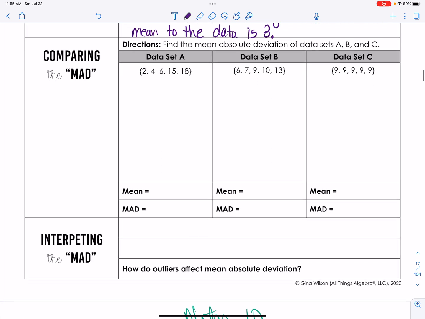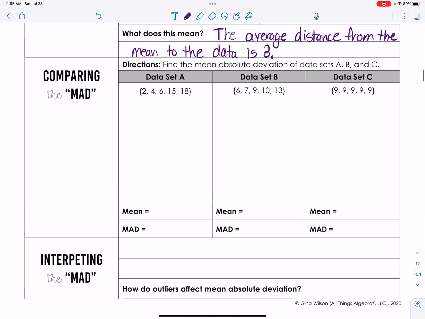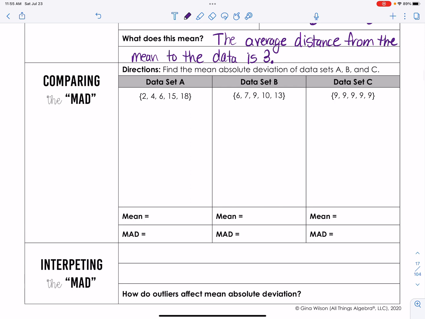Okay, so we're going to take a look at this really quick. If I look at this first data set, step 1 is to find the average. So you take the numbers, 2 plus 4 plus 6 plus 15 plus 18, and then you're going to divide by 5. So take a second for me and add that up and divide by 5.